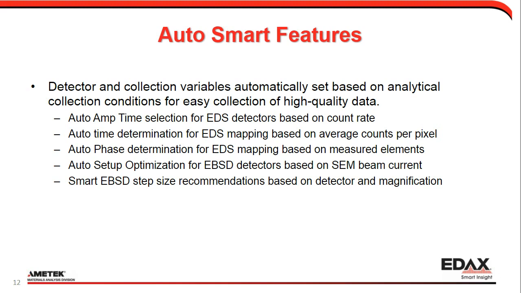There are many auto smart features available in Apex 2.0. Detector and collection parameters can be set automatically based on collection conditions. For EDS, amp time or the speed of the detector is auto-selected based on count rate. The duration for EDS mapping is auto-determined based on average counts per pixel. For EBSD, there are auto setup optimization for EBSD detectors and smart step size recommendations based on detector and magnification.